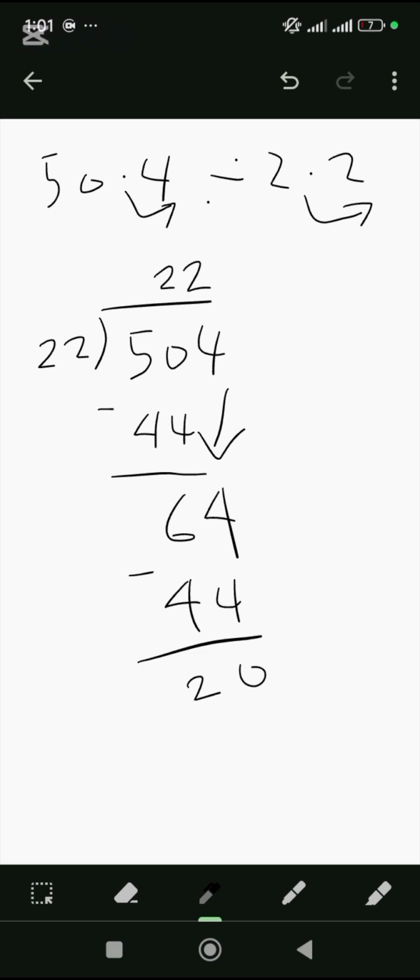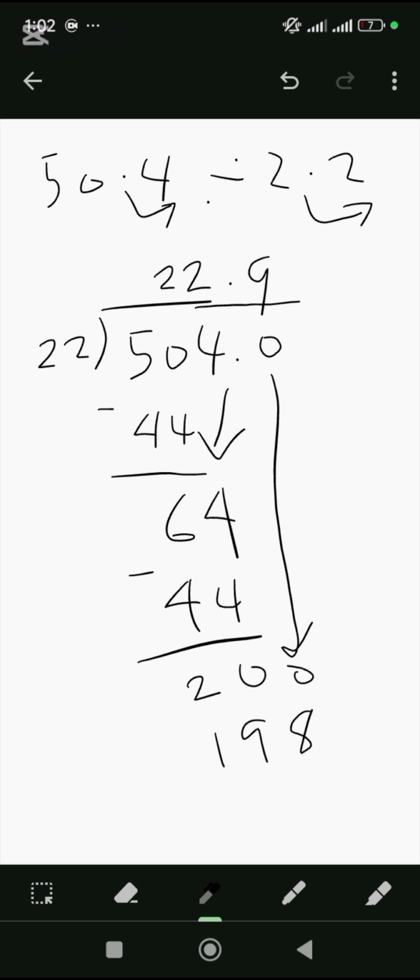Okay, 20 is less than 22, and so to be able to go on with this, you will have to have a point here, and this gives you a point here, so that you can have 0 here that you bring down here. And when you have that, that becomes 200. All right. How many of 22 are in 200? That's 9. You multiply this, it will give you 198. You subtract, this will give you 2.